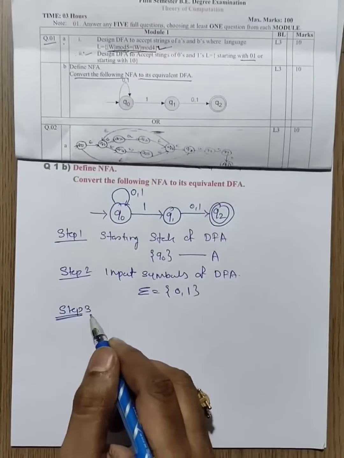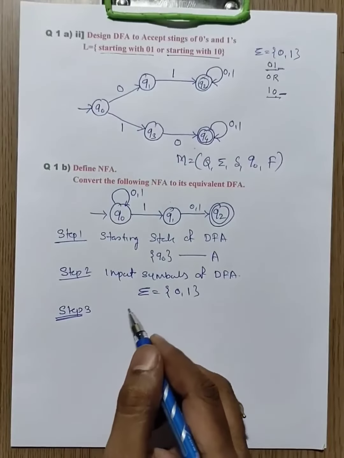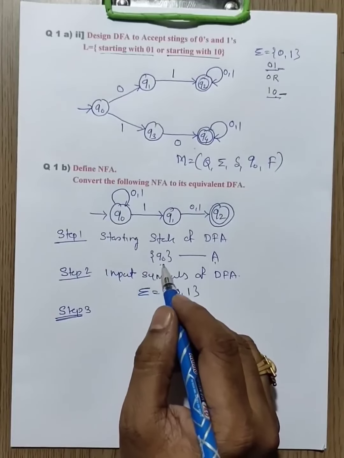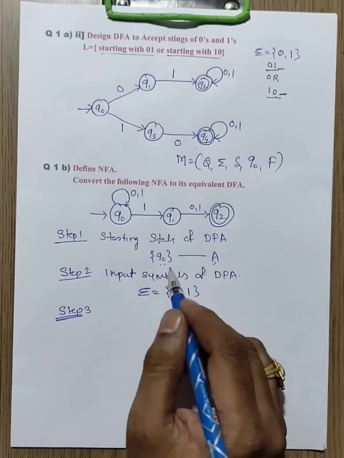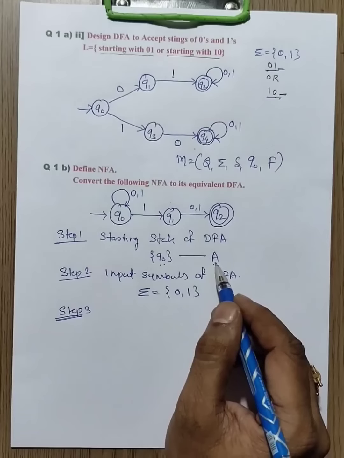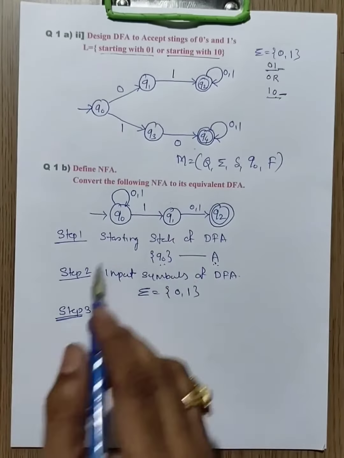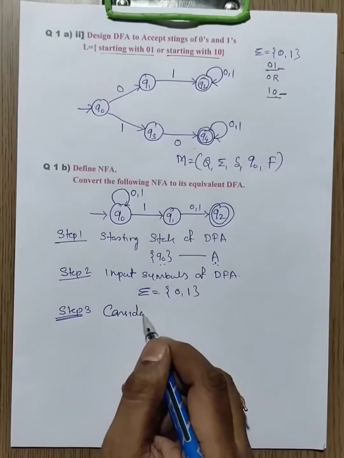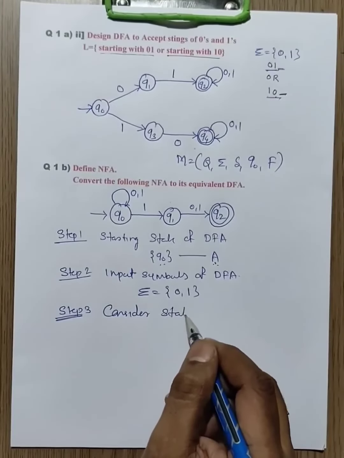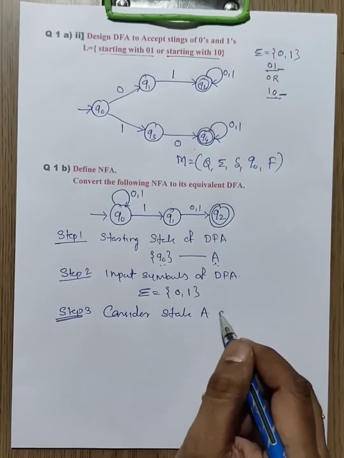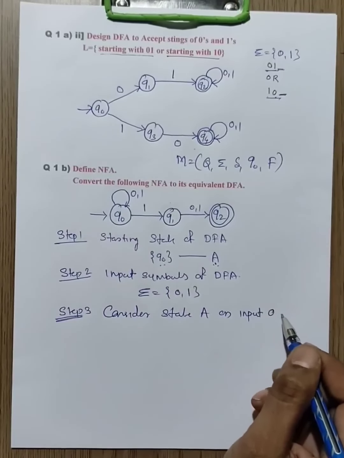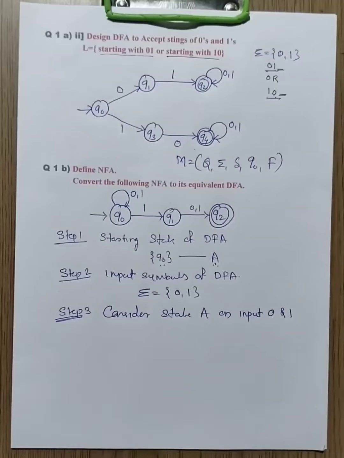Step 3. This is step A. Means starting state is Q0. For this Q0 we assign A. A on input symbols 0 and 1, we have to check. Consider state A on input 0 and 1. Both we have to check.